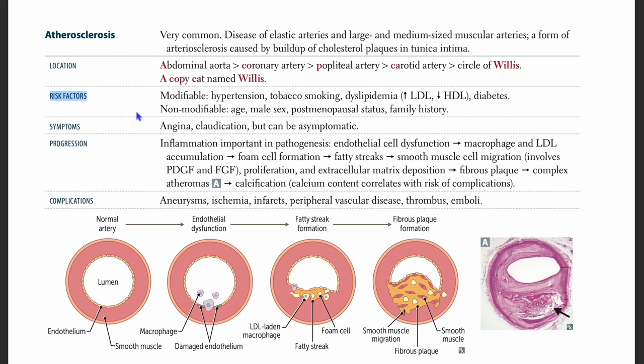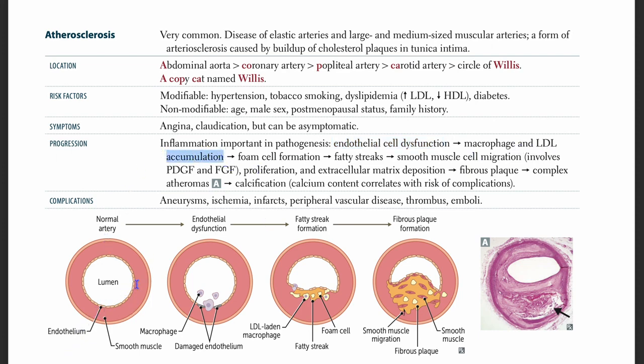Progression, inflammation important in pathogenesis. Okay, so here we go. This is the progression. So this is the pathogenesis. It's gonna start with the endothelial cell dysfunction. So you get like a break or injury or something in the endothelium, right? Then the macrophages and LDL is gonna accumulate there, right?